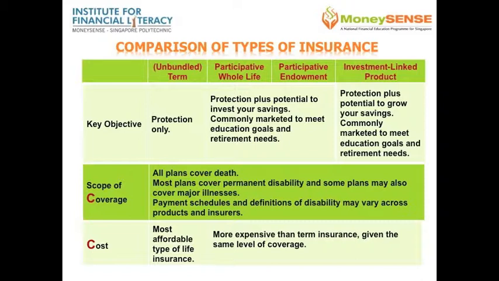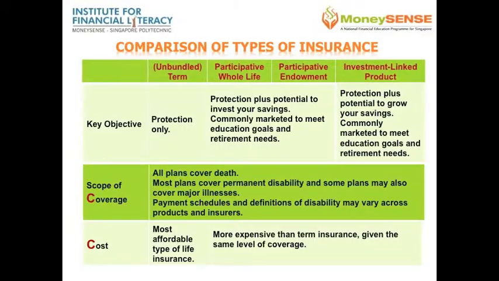For investment-linked product, it is very similar to whole life and endowment. It provides protection as well as the potential to grow your savings. Again, people could use it to meet their other financial goals like retirement and education. In terms of scope of coverage, all the plans will cover death. Most plans will cover permanent disability, and some plans may also cover critical illnesses. This will vary according to the different insurer as well as the different products.